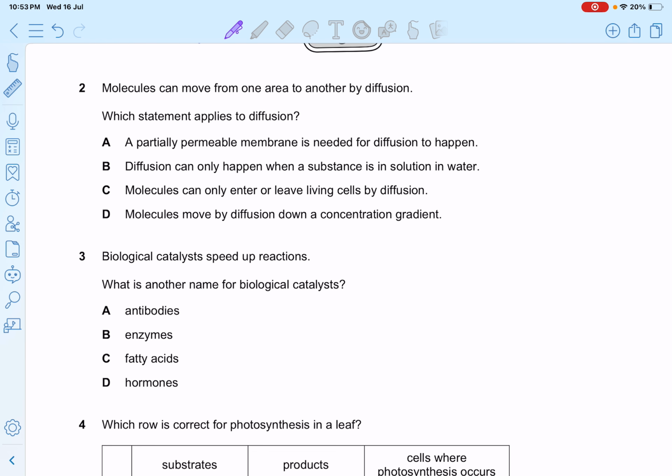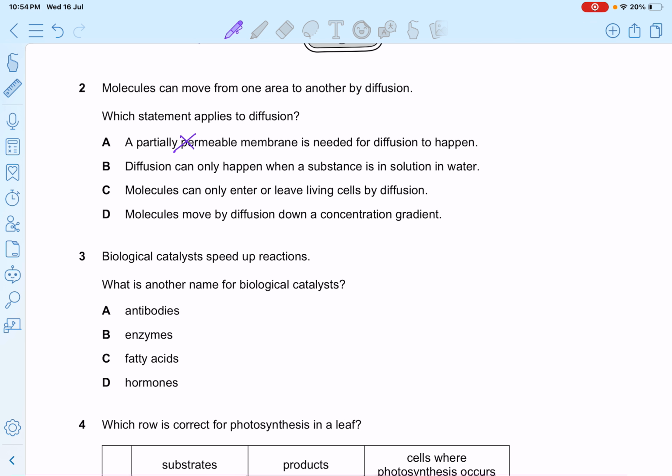Question 2. Molecules can move from one area to another by diffusion. Which statement applies to diffusion? A, a partially permeable membrane is needed for diffusion to happen, or B, diffusion can only happen when a substance is in a solution in water, or C, molecules can only enter or leave living cells by diffusion, or D, molecules move by diffusion down a concentration gradient. Is the presence of the partially permeable membrane a condition for diffusion?